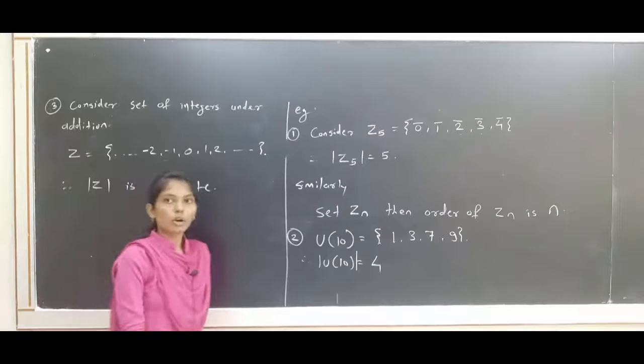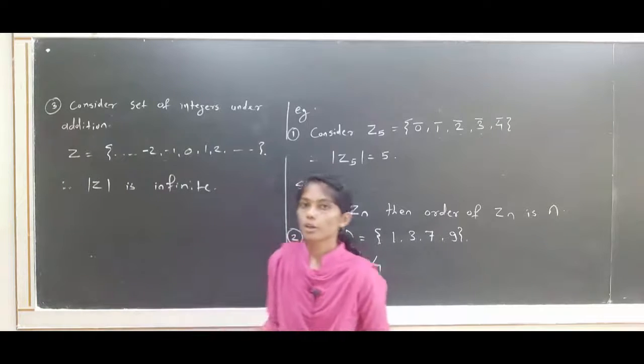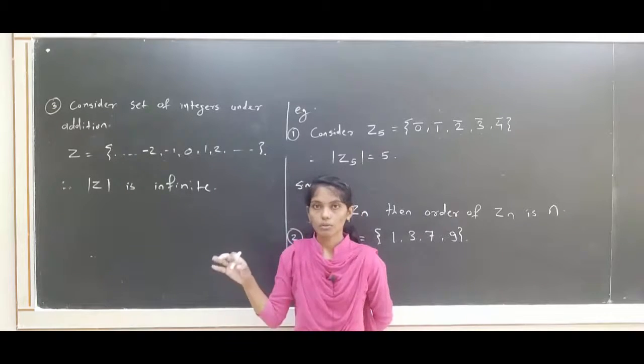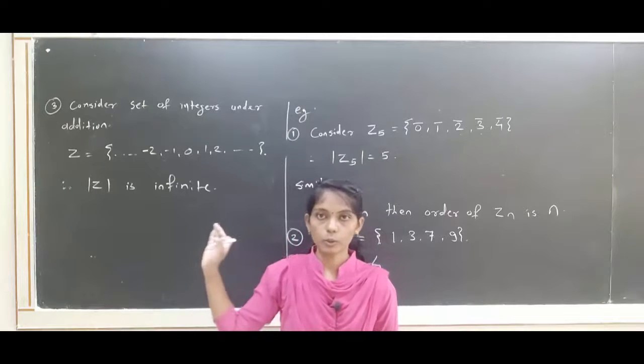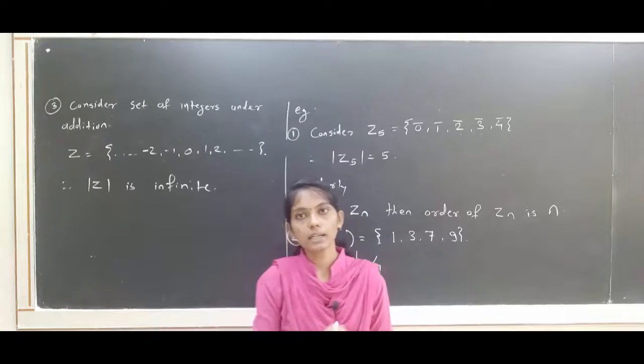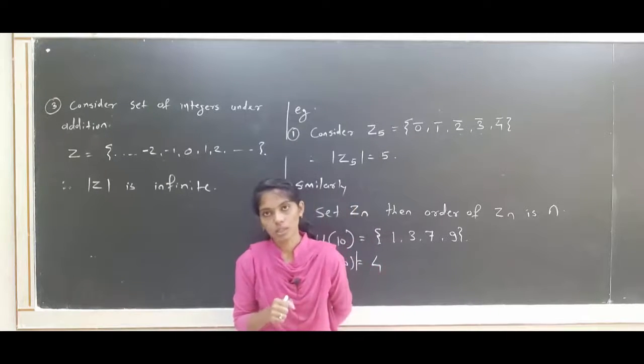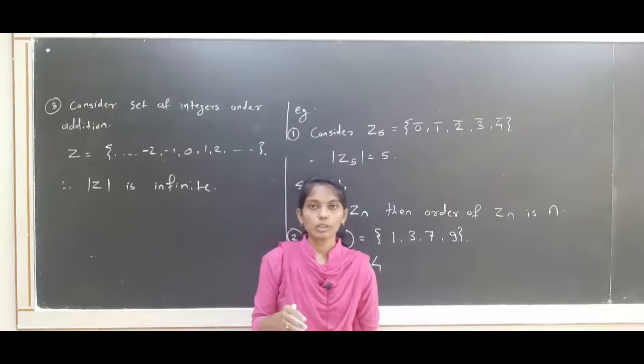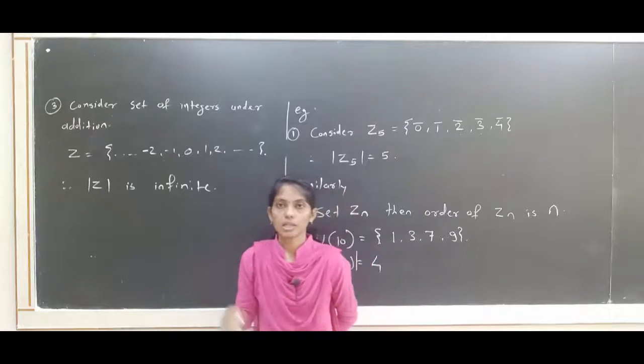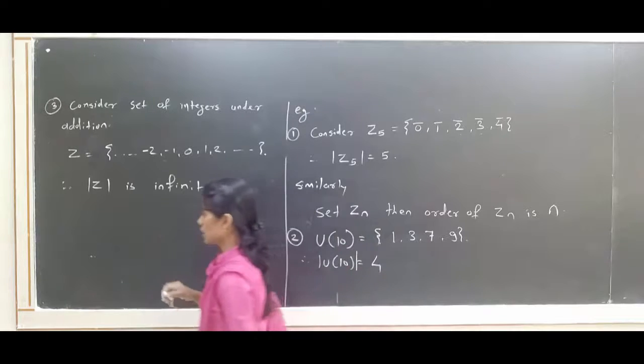Get it? Order of a group means the number of elements of a group G is called the order of group G. Okay, and we denote this by mod G. Now next point, next definition.